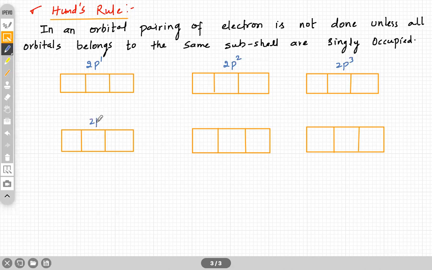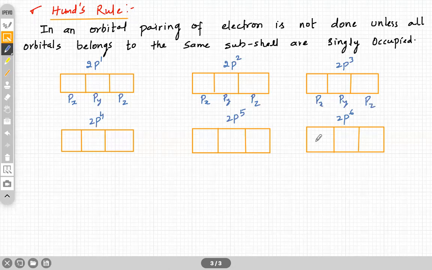This one is 2P4. This one is 2P5. This one is 2P6. And these are the three orbitals belonging to the subshell P, that is PX, PY, PZ. Here also we have PX, PY, PZ, and the same thing here for the other three. So when you have 2P1 configuration, first of all, if there is no electron present in this orbital, the orbital is empty, right?